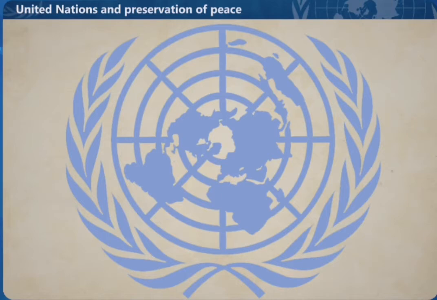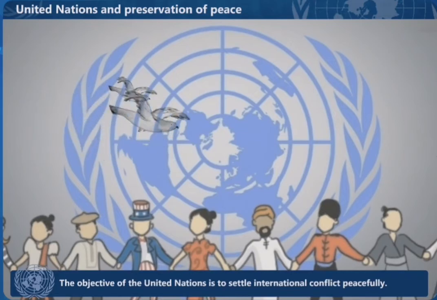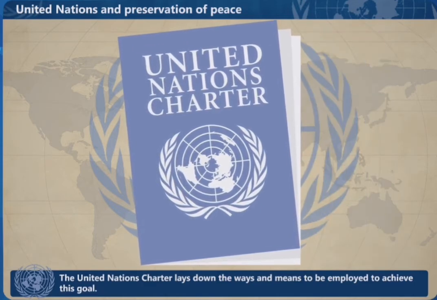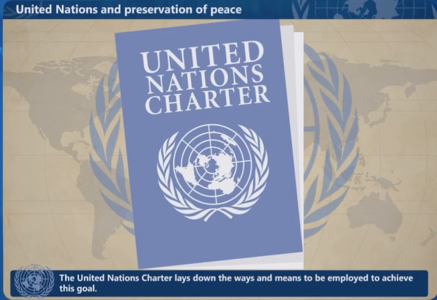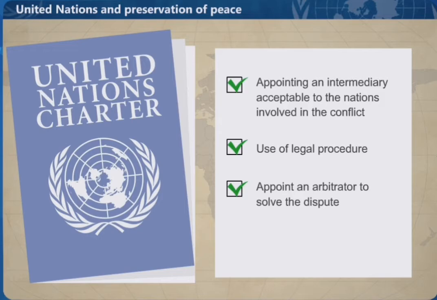United Nations and preservation of peace. The objective of the United Nations is to settle international conflict peacefully. The United Nations Charter lays down the ways and means to be employed to achieve this goal. It includes appointing an intermediary acceptable to the nations involved in the conflict, use the legal procedure, appoint an arbitrator to solve the dispute, and if needed, to take recourse to military means and ensure that conflict will not occur again.